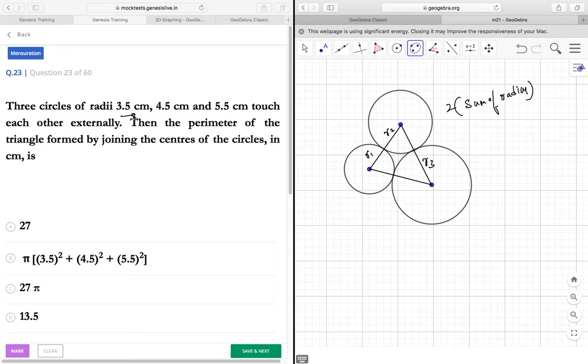So the sum of the radius is 3.5, 4.5, 5.5. When you add them, 4.5 into 3, basically it's the average, so you get 13.5. So into 2, you get 27. That's all. Answer is option A.